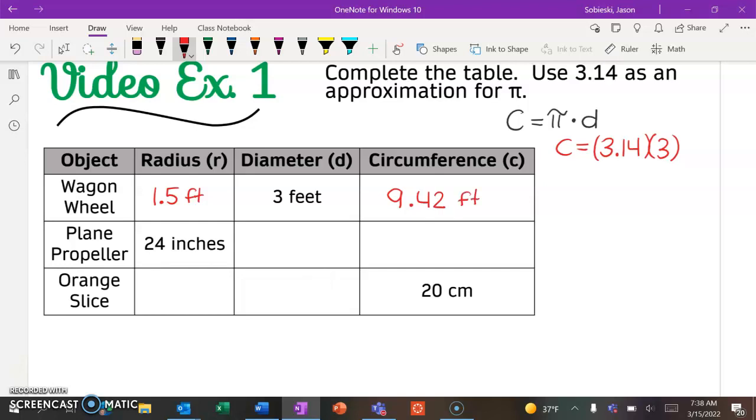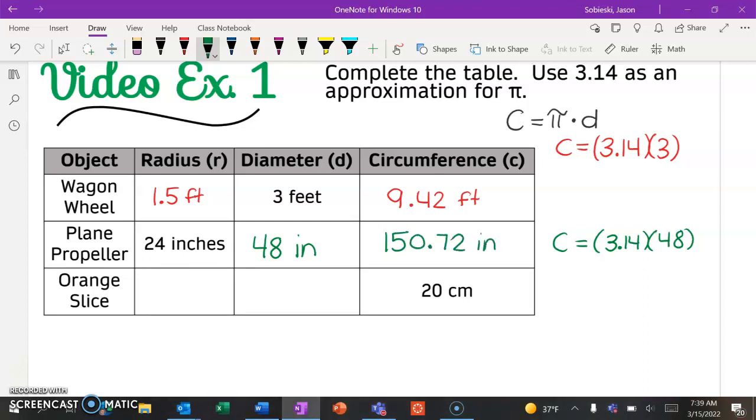All right, let's look at our plane propeller. So they tell us the radius is 24 inches. So to get from radius to diameter, you multiply by 2. So the diameter must be 48 inches. And that's what we're going to use in our circumference formula. So just like we did for our first example, we're going to write C equals 3.14, and then we're going to put in our 48 for the 48-inch diameter. And if we multiply those out real quick, looks like we get 150.72 inches.